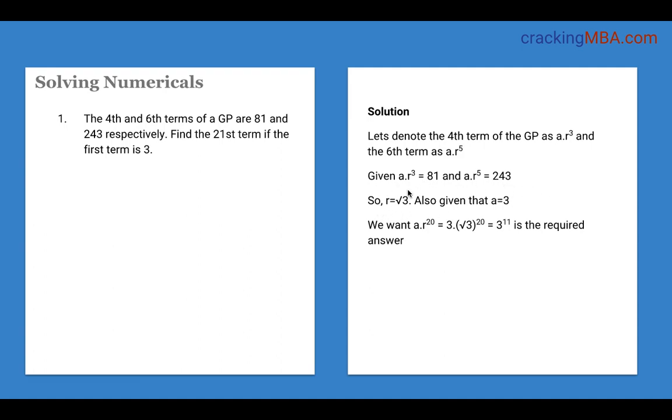So dividing the second by the first, we will get r square is equal to 3 and hence r is equal to root 3. Okay, it is also given that a is equal to 3, the first term. So we want to calculate the 21st term, which is nothing but a into r power 20, which is 3 into root 3 power 20, which is nothing but 3 power 11. Okay, so this is how you can calculate any nth term.